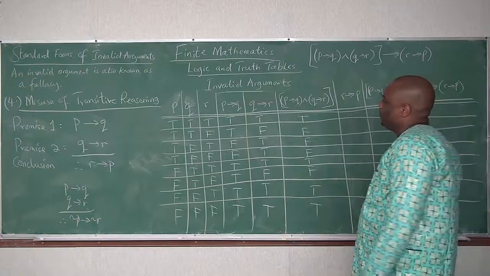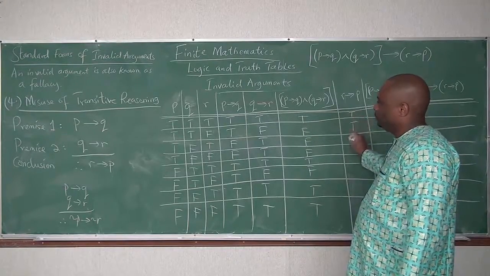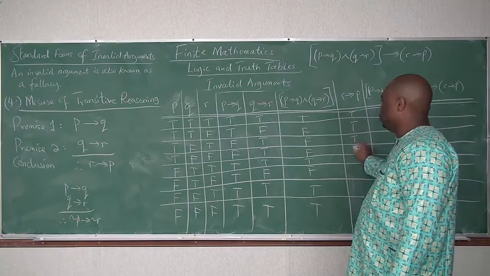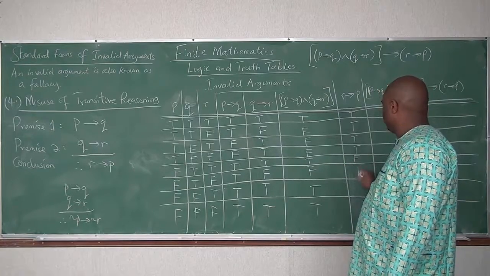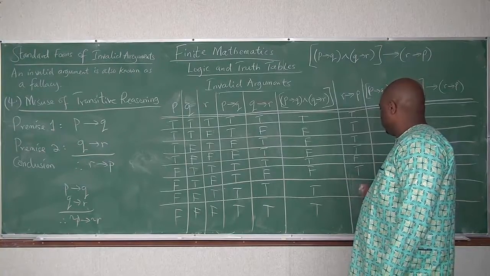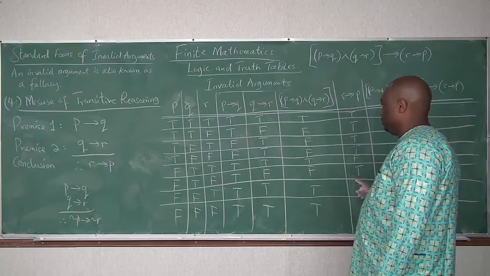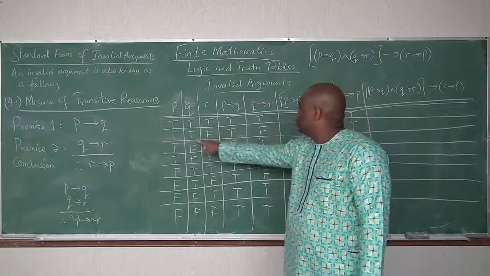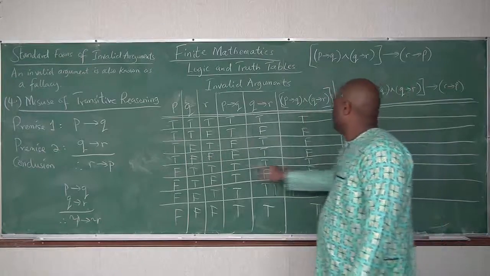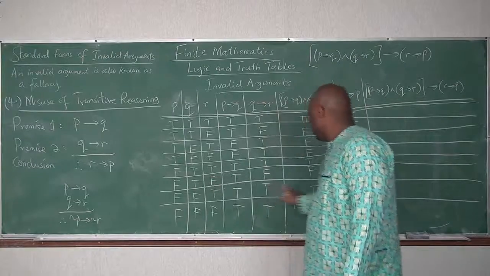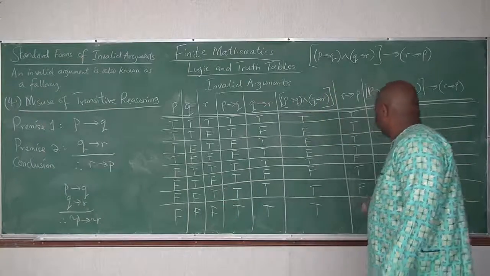Now, R implies P. True implies true is true. False implies true is true. True, false is false. False, false, true. True, true, true. False, true, true. True, false, false. False, false, true.